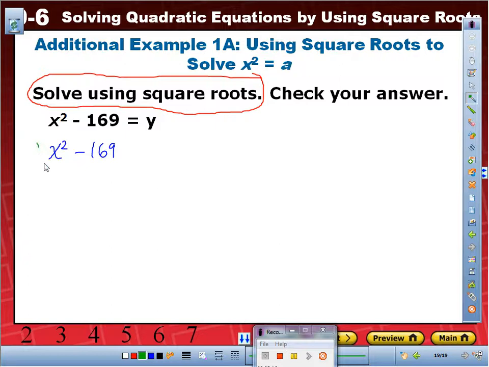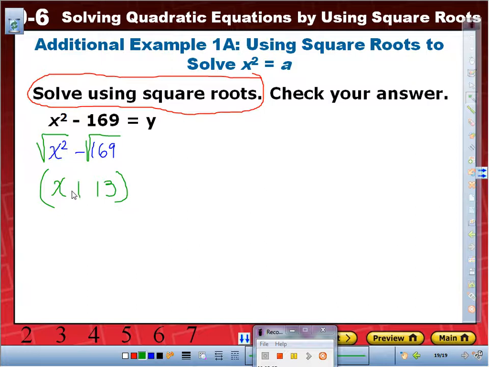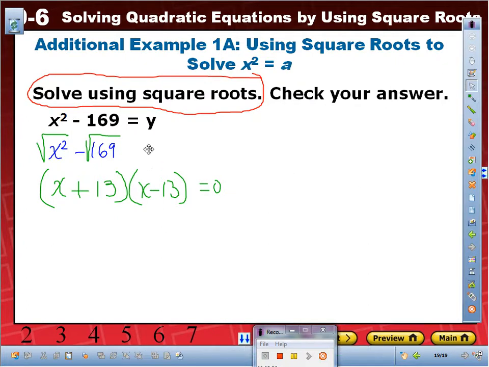And all we have to do is see if it's a difference of squares. How do we check? Can we take the square root of this? Yes. Can we take the square root of this? Yes. If we can, and it's a subtraction, therefore it's a difference of squares. So the factors are x plus 13 and x minus 13, and all of that equal to 0. Remember that?